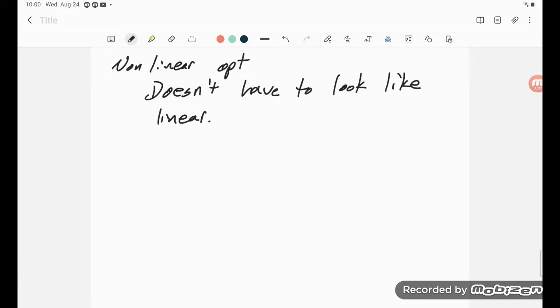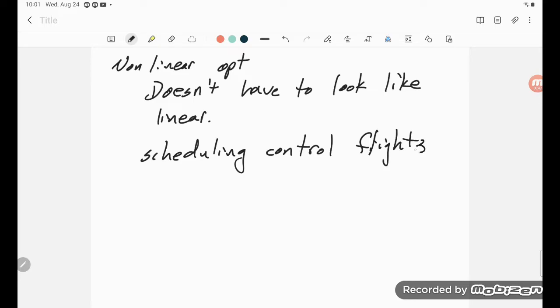And actually, a problem that we already mentioned, scheduling control flights for beetles. The beetles weren't doing the flights, of course, although they can fly. So that, and I don't think I mentioned it in the other, that was actually my master's thesis.